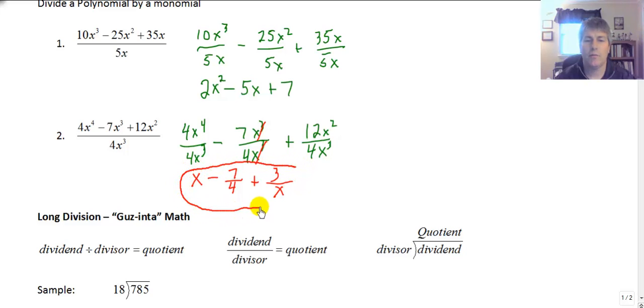So not quite as pretty, but it does get the job done. So our final answer is x minus 7 over 4 plus 3 over x. We could probably rewrite that x plus 3 over x minus 7/4 as well. Either way will be acceptable.